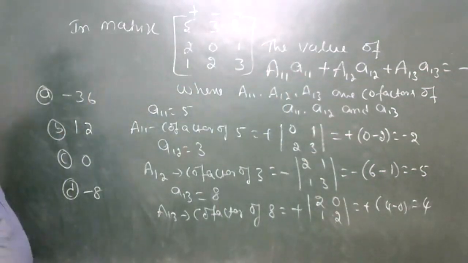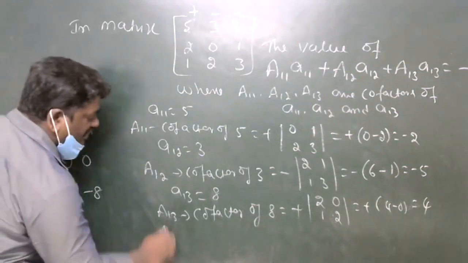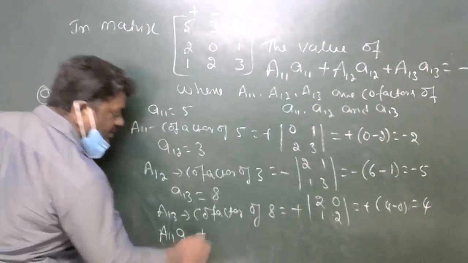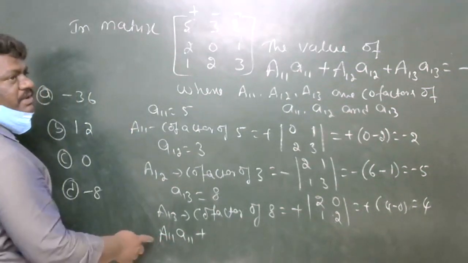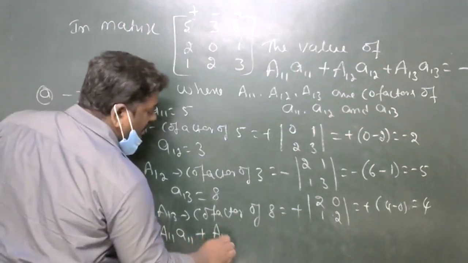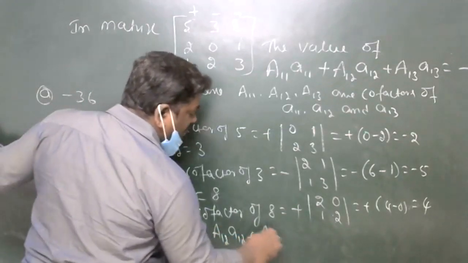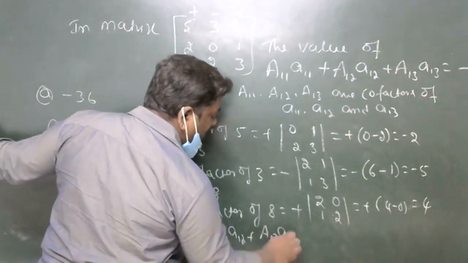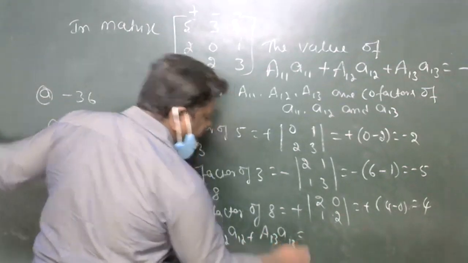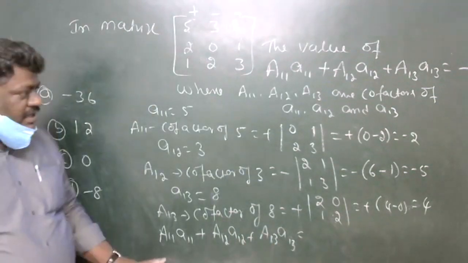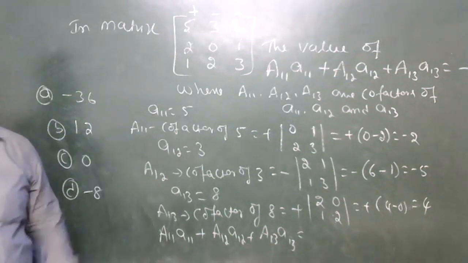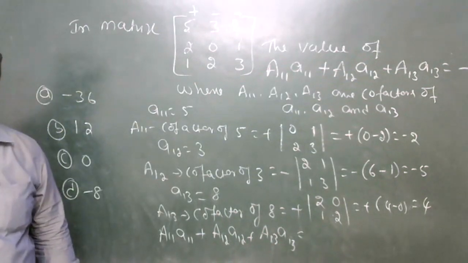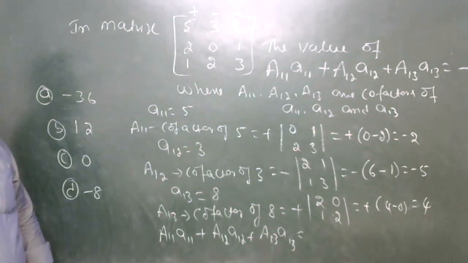Okay. And now you multiply. So therefore a11 into A11 cofactors, the elements with corresponding cofactors, plus a12 A12 plus a13 into A13. Multiply and add, what you are going to get, check once. Substitute there. A11 is minus 2, a11 is 5. Short. Minus 10 now, minus 15.